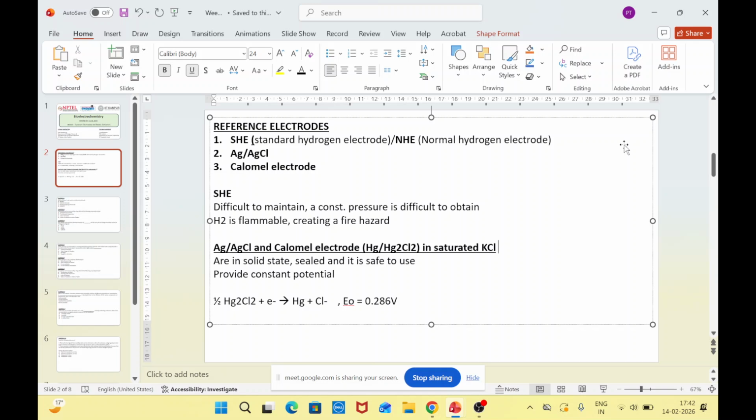Next, we move on towards the concept of indicator electrodes. Indicator electrodes are those which typically respond to the analyte activity. Analytes are nothing but the electroactive species in the system.